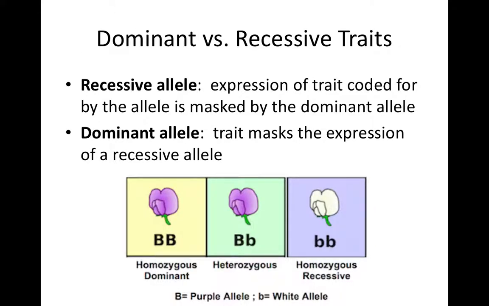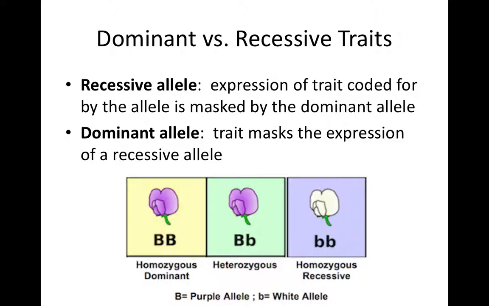Like I was just saying, some alleles are dominant over the others. Recessive alleles have their expression of their trait coded for by the allele that is masked by the dominant allele. So recessive alleles are covered up by a dominant allele. Dominant alleles, on the other hand, are the alleles that cover up the expression of the recessive allele. So if you inherit a dominant allele, it covers up your expression of your recessive. So in the case of eye color, brown is dominant over blue. So if you inherit a brown allele from one of your parents, then your eyes are going to be brown. Even if you inherit a blue allele from one of your parents, your eyes will be brown because brown is the dominant color.